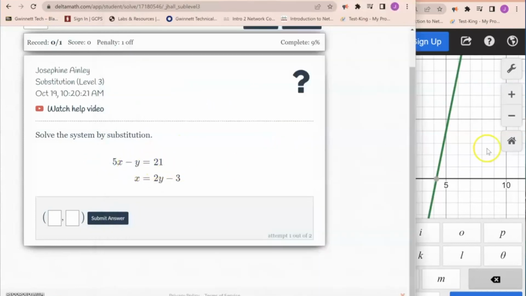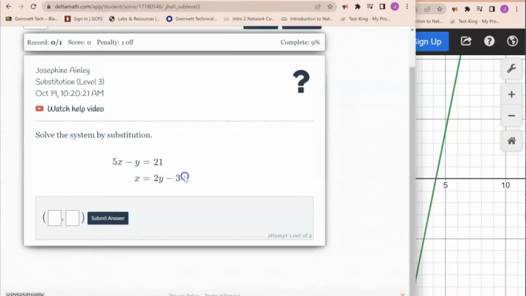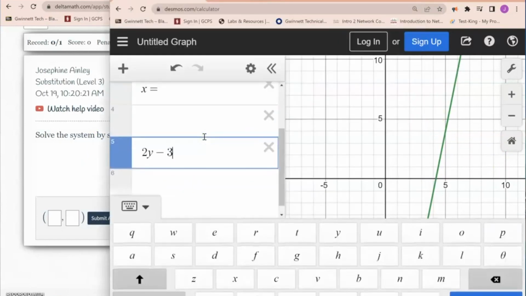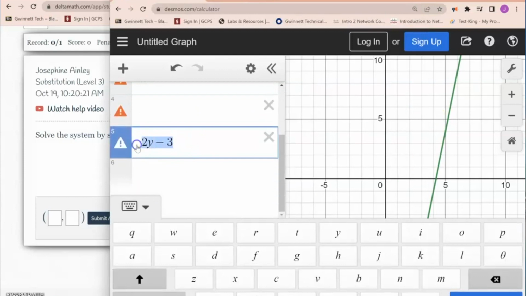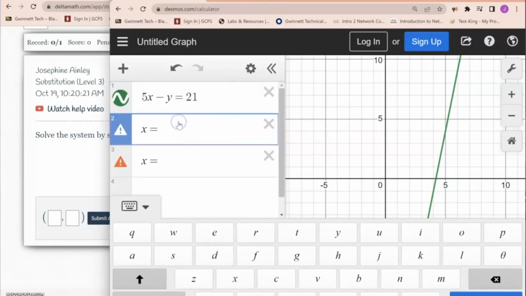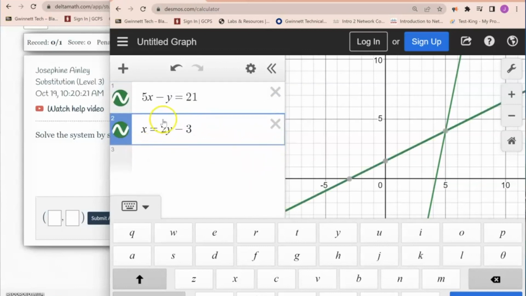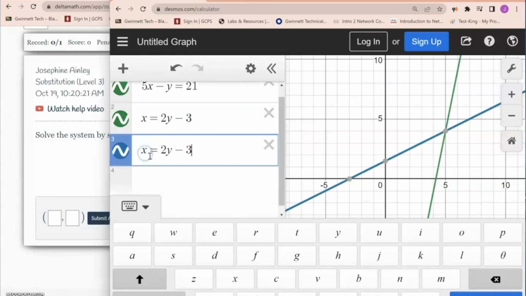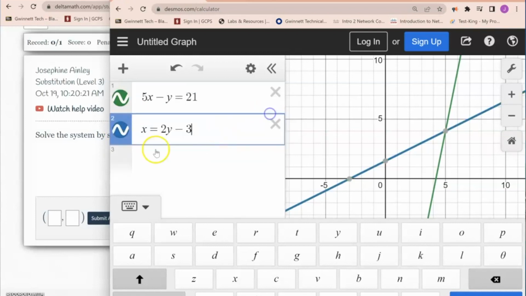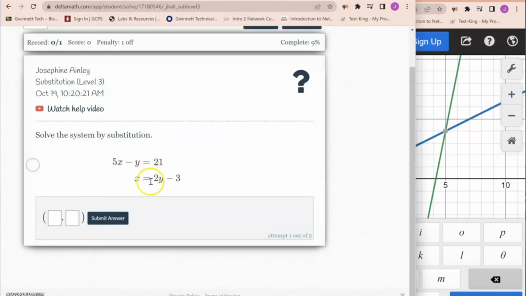So 5x minus y equals 21. That's perfect. All right, Control-C to copy, Control-V to paste. And it's looking funky. I'm going to cut this part, Control-X, X out of those, Control-V. All right, then I'm going to make sure it's the same thing. And I don't like that this is the same color, so I'm actually just going to copy again and paste it again. So it's changed the color to blue and delete that one. All right, so x equals 2y minus 3.